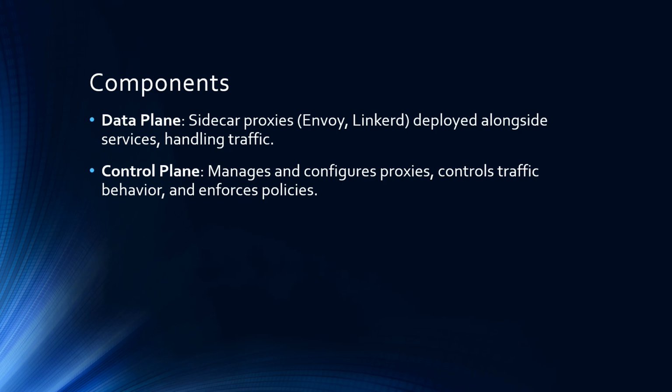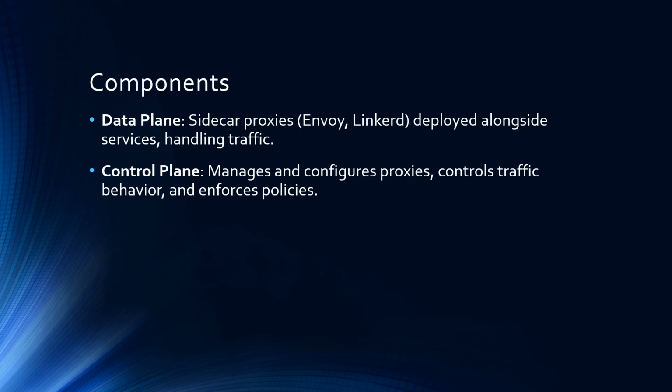Think of these proxies as smart assistants that sit next to each of your services. When Service A wants to talk to Service B, the communication doesn't happen directly. Instead, it goes through these proxy sidecars, which can perform various operations like load balancing, circuit breaking, or collecting metrics, all transparent to your application. The control plane, on the other hand, is the brain of the operation. It manages and configures all these proxies, controls traffic behavior, and enforces policies across your entire mesh. It's where you define rules like route 10% of traffic to the new version, or ensure all service-to-service communication is encrypted.